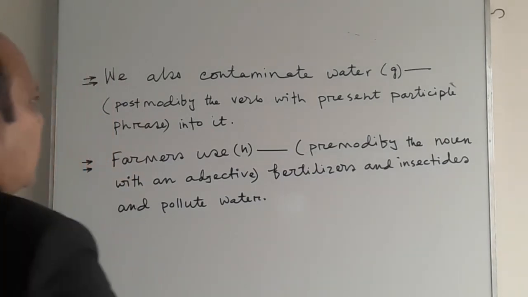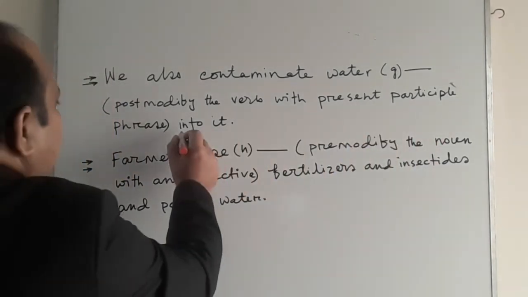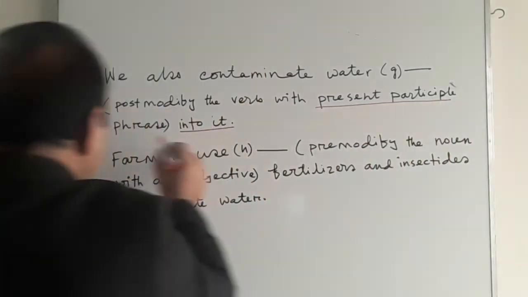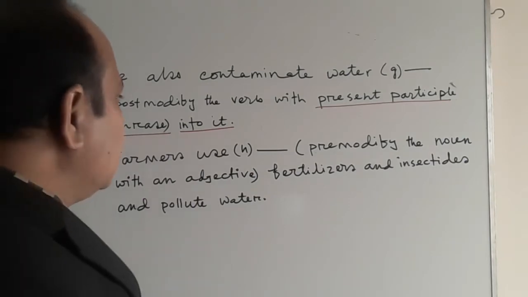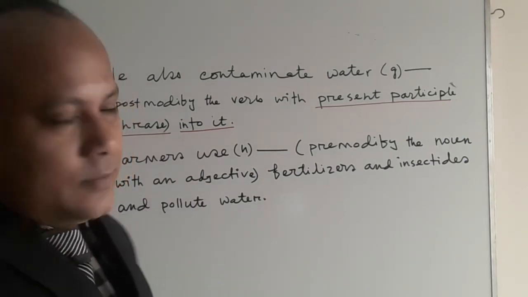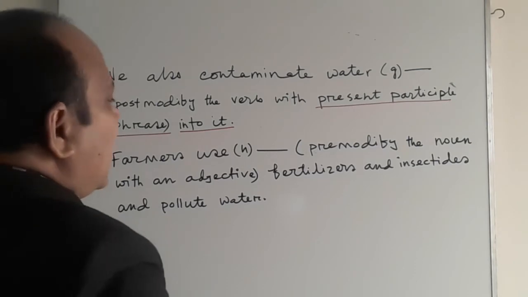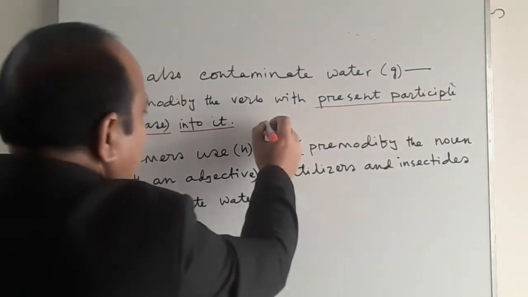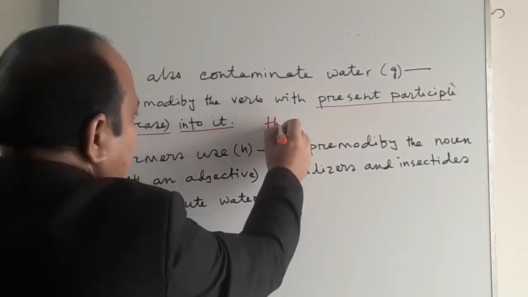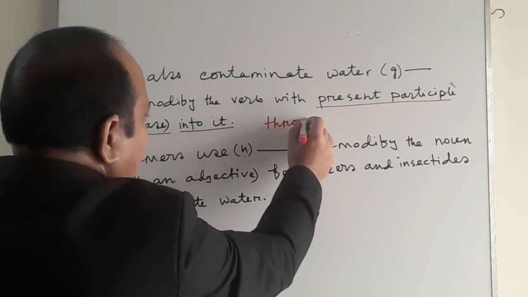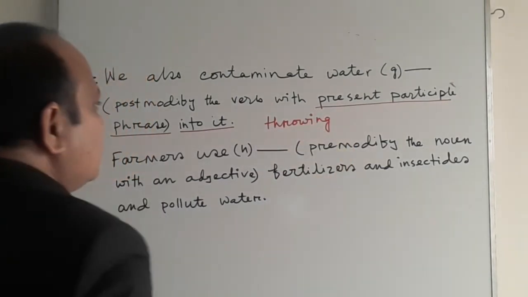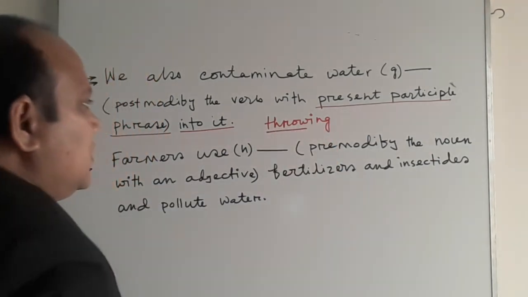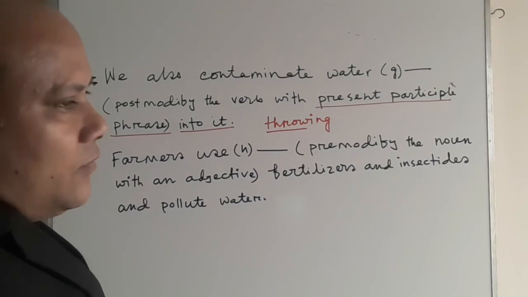Okay, we also contaminate water dash into it. So you are asked to use a present participle phrase. My dear students, there is a difference between a present participle and a present participle phrase. Look at this, how we can use it. First of all, we want to use a present participle, that is verb plus ing. So we can say throwing. Throw is a verb, so we have added ing. So it is working simultaneously as verb and adjective.